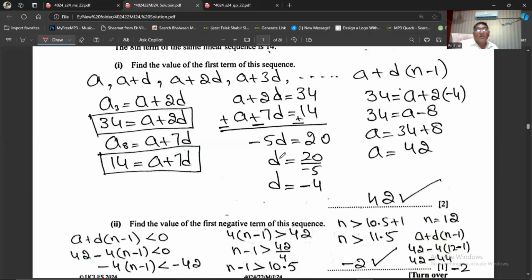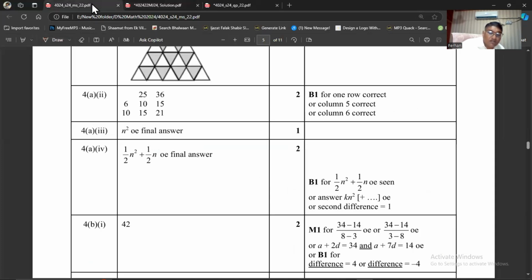Now we know the common difference. I want to know A. So I will take this equation, 34 is equal to A plus 2 into the D value, which is minus 4. So 34 is equal to A minus 8. So A will be equal to 34 plus 8, and that will be 42. So the first term is 42.